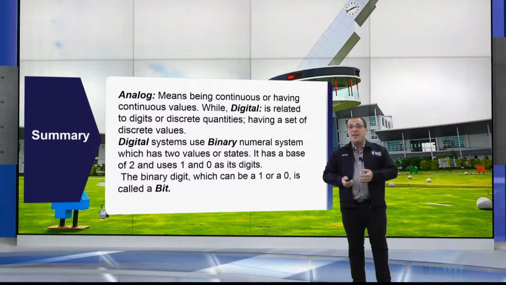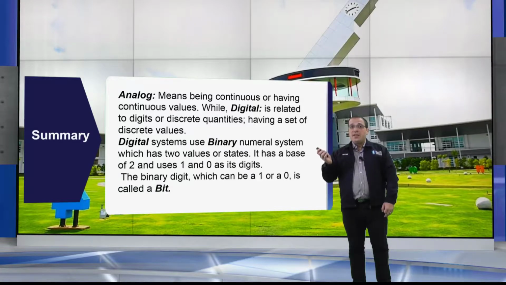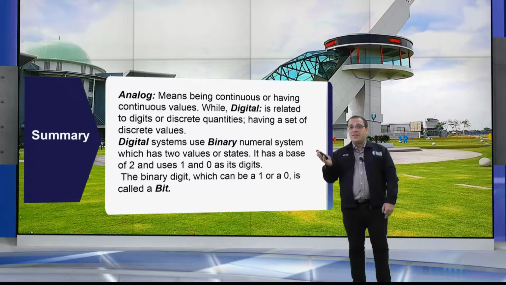So to summarize the digital concepts that we present in this video, we need to differentiate between what's called analog and digital. Analog means being continuous or having continuous values, while digital is related to digits or discrete quantities, having a set of discrete values. Digital systems in electronic devices use what's called the binary numerical system, which is the title of our next video. It has two values or states. It has a base of 2, and it uses 1 or 0 as the digits.